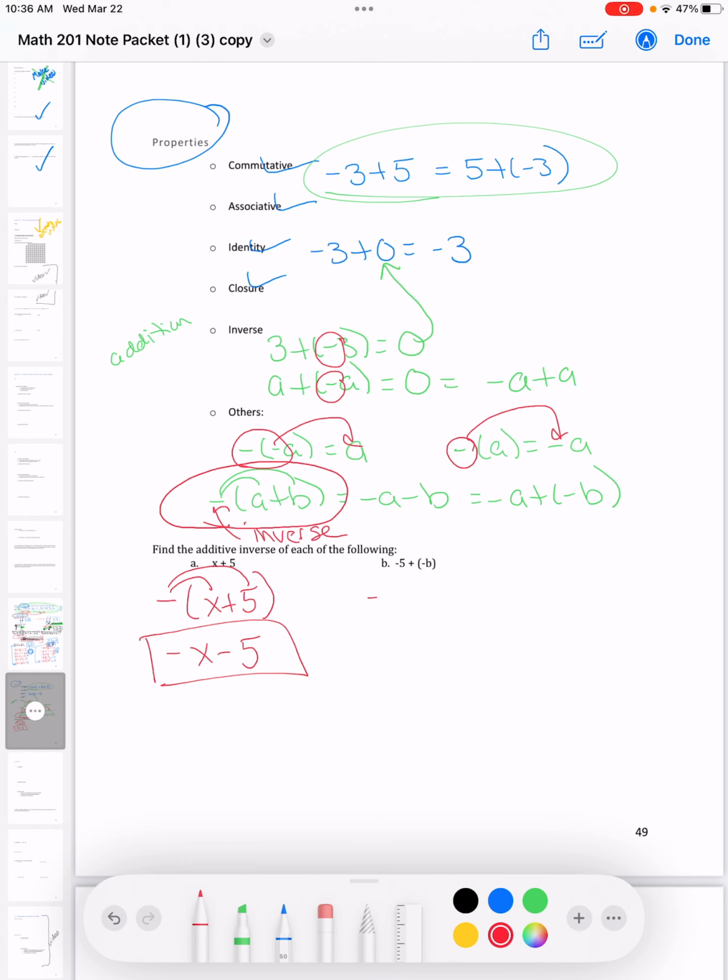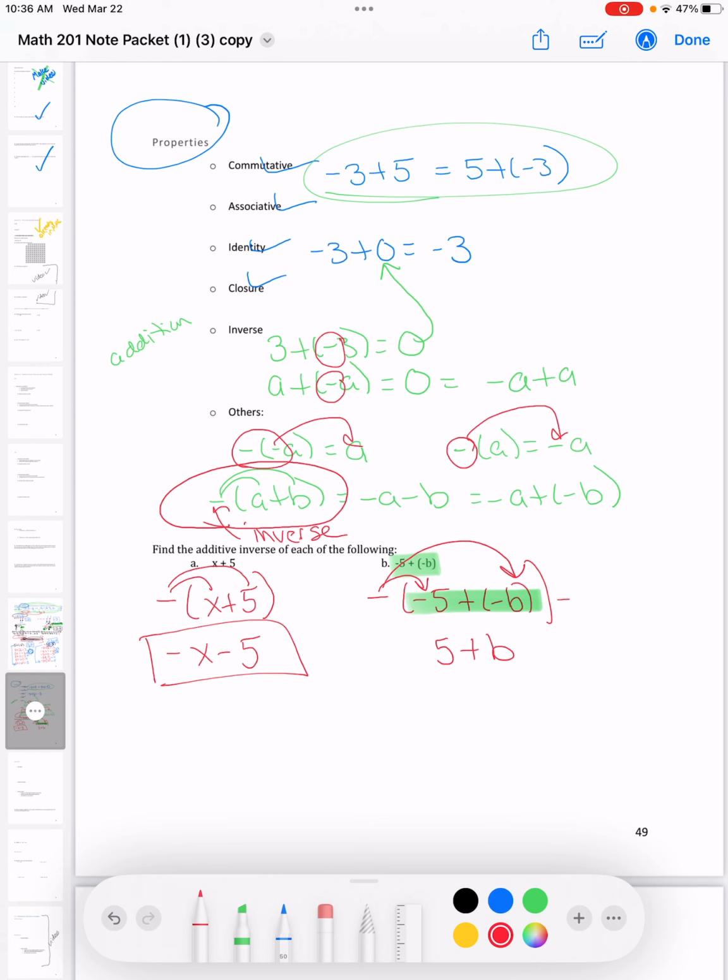Let's see about B. I'm going to take everything that I have. I know there are lots of parentheses, but I took what was given to me and copied it directly over inside a set of parentheses. Then I'm going to distribute the negative, and I'm going to remember that 2 negatives make a positive. So this would be 5 plus B.